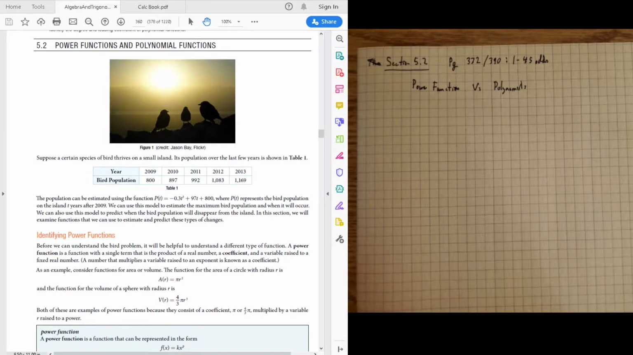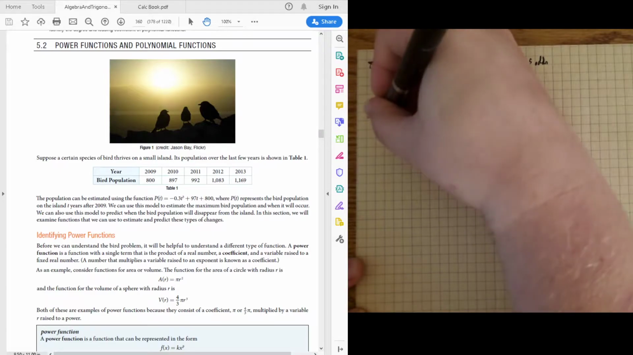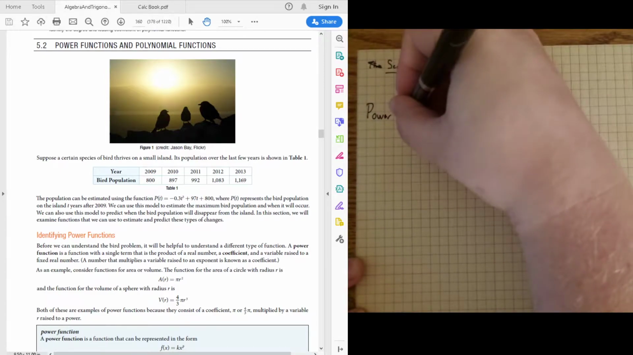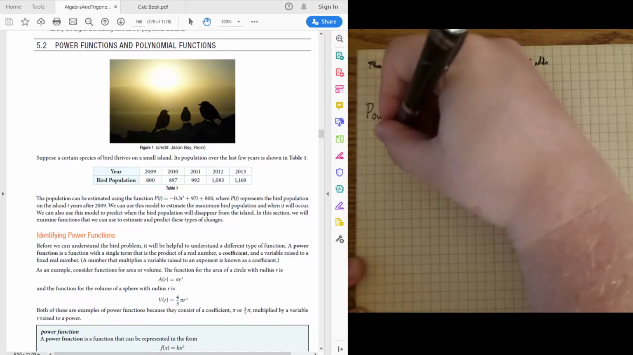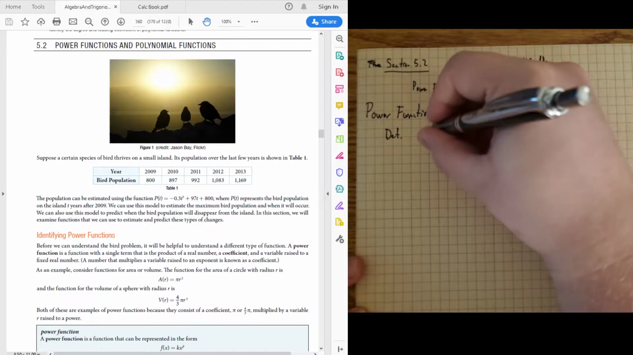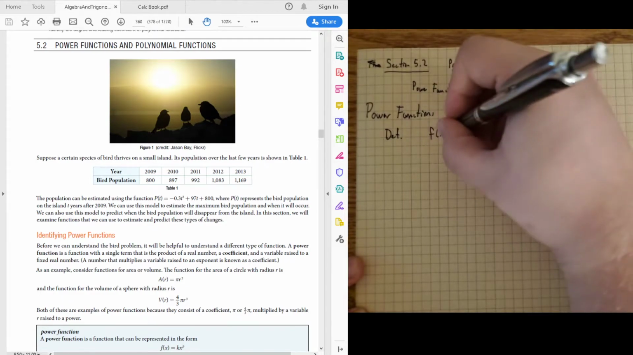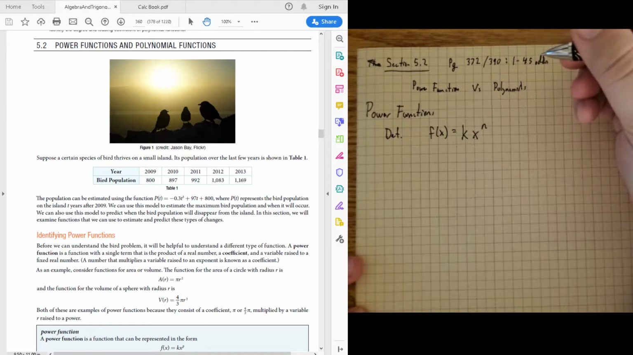Keeping it simple. Okay, first thing to point out today, the first big category we're going to talk about is going to be power functions. And let's start with a nice definition. What is a power function? A power function is anything of the form f of x is equal to kx to the n power.